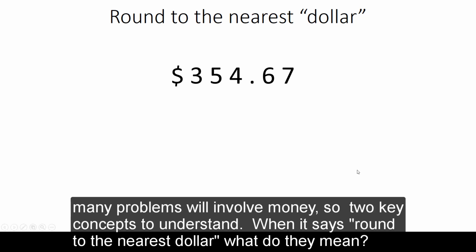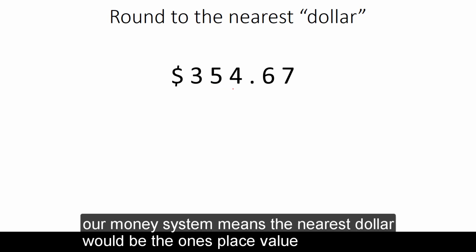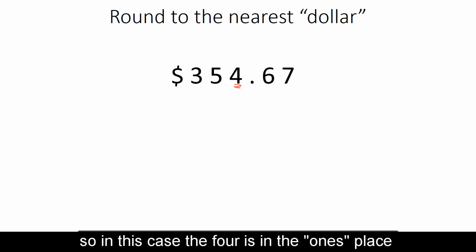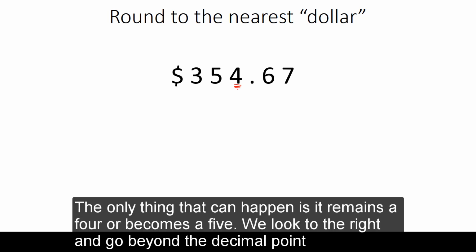Many problems will involve money, so there's two key concepts to understand. When they say round to the nearest dollar, well, what do they mean? Well, in our money system, the nearest dollar would be the ones. We're talking about the closest $1. So in this case, the 4 is in the ones place, or the dollar place. And as always, we take a look. The only thing that can happen is it's going to stay 4 or become a 5.